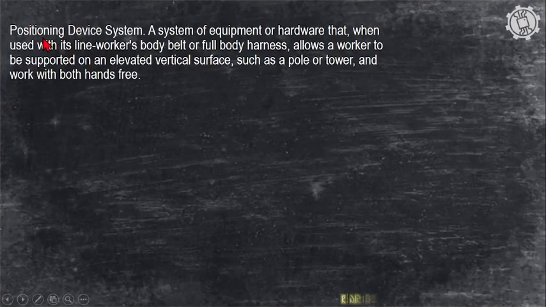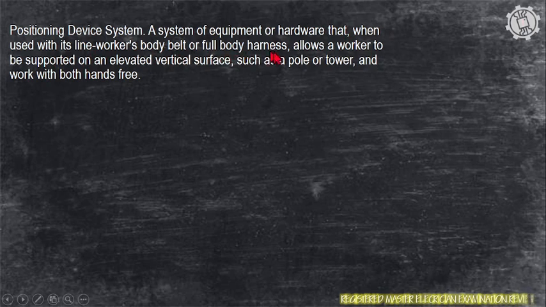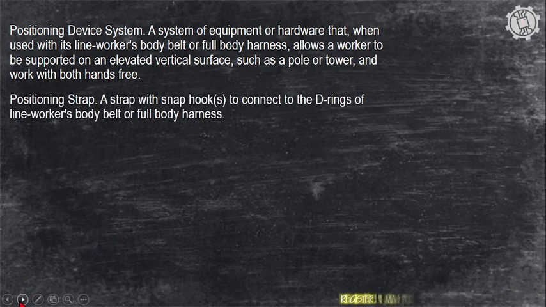Okay, so positioning device system, a system of equipment or hardware that when used with its line worker's body belt or full body harness allows a worker to be supported on an elevated vertical surface such as a pole or tower and would work with both hands free. No? So example of this one is a specialized ladder or ating mga boom truck.